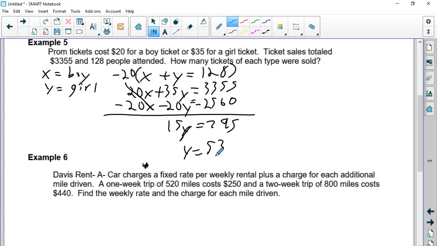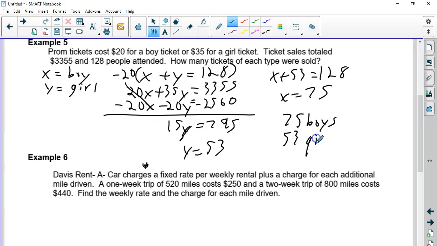So I go back to my original problem. X plus 53 equals 128. I subtract 53 from 128, and I get 75. Back to my original setup. X is boys, so that means 75 boys and 53 girls.